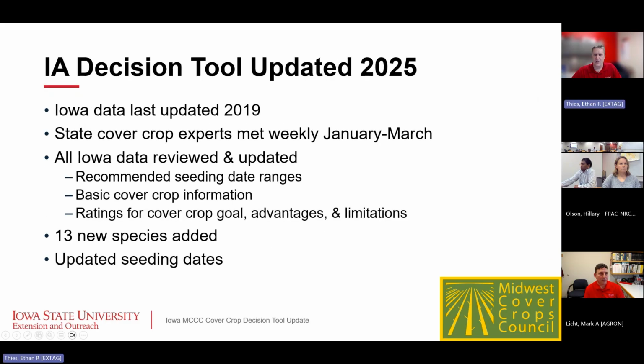For a little background on the Iowa Decision Tool update this year, this winter, state experts in cover cropping, including Mark, Rajesh, and Hillary, met weekly from January until March to update the data in the MCCC Decision Tool, which was last updated in 2019. All of the data for each species was reviewed and updated, which included the recommended seeding date ranges, the ratings for each goal, the basic information for each species of cover crops, and their advantages and disadvantages.